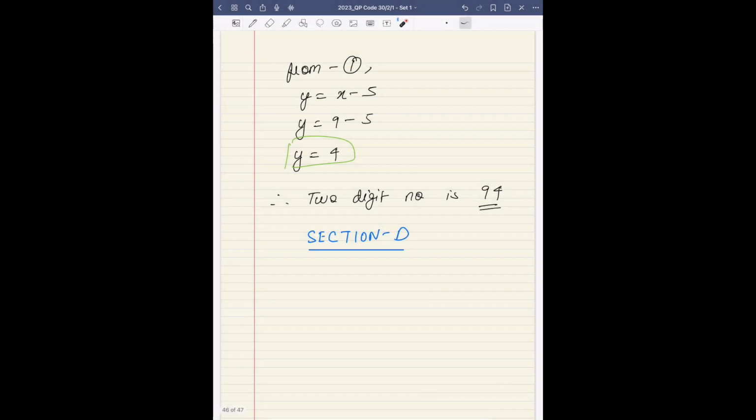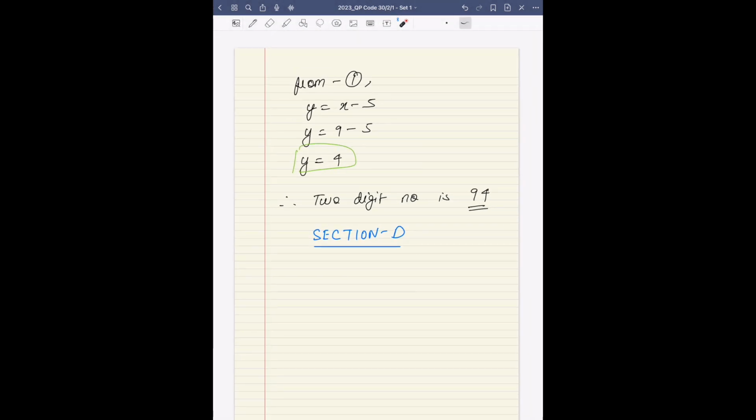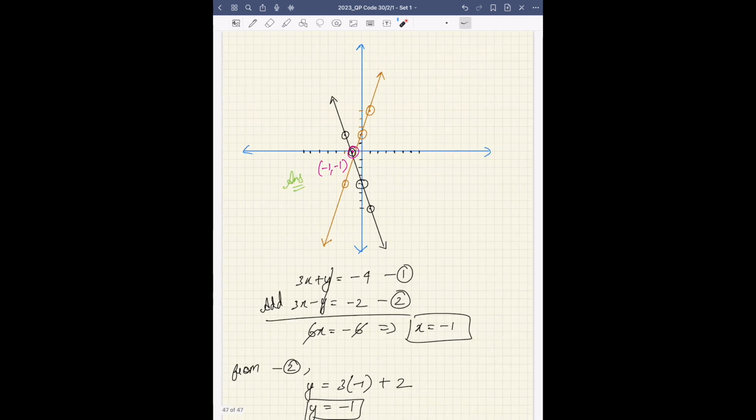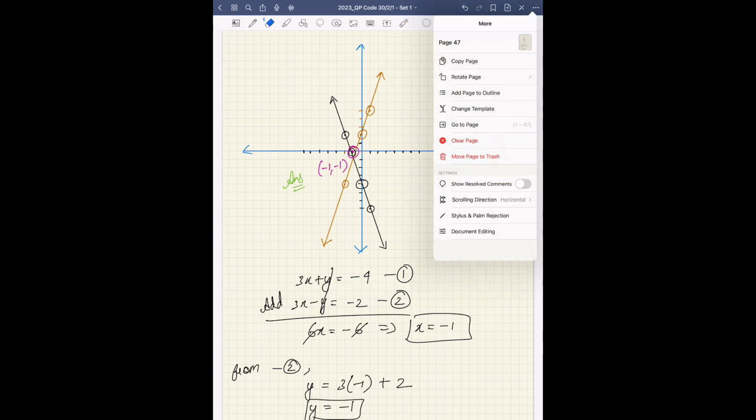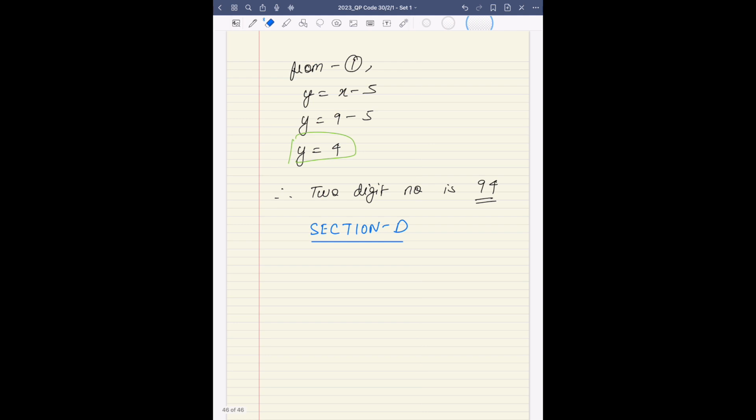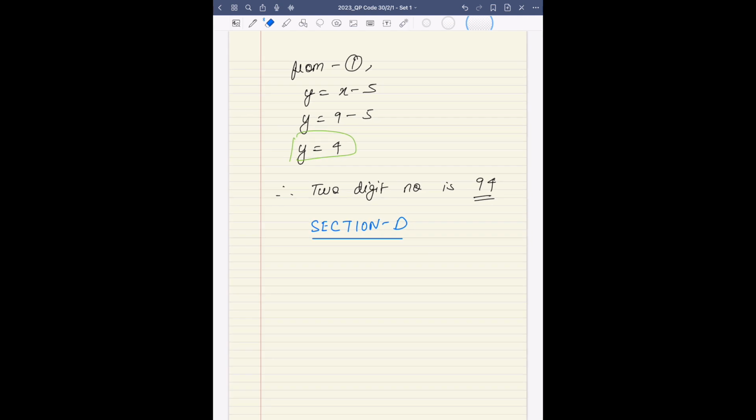So let's write the values. Actually, I've drawn it. So if you look here, let me show this to you once again. Okay, let's take a new page. Before going here, let's first find the coordinates. So the first line we have is question number 32A. Line 1 is 3x plus y plus 4 is equal to 0. Write y is equal to, because we will need coordinates, right?